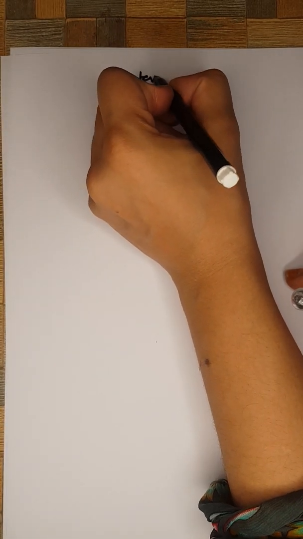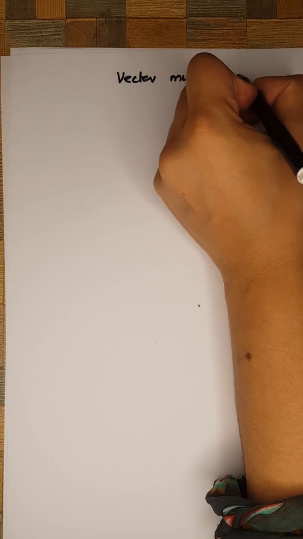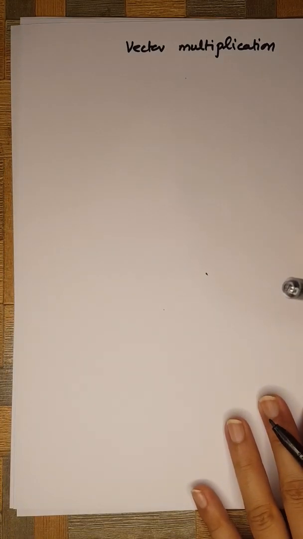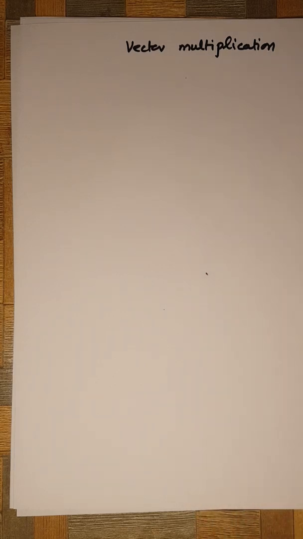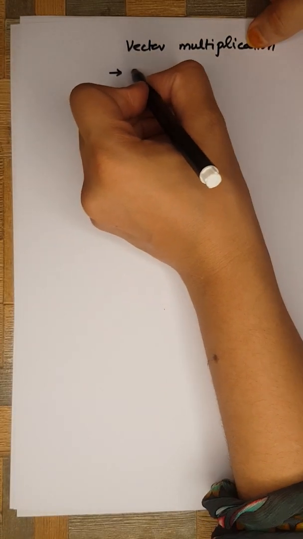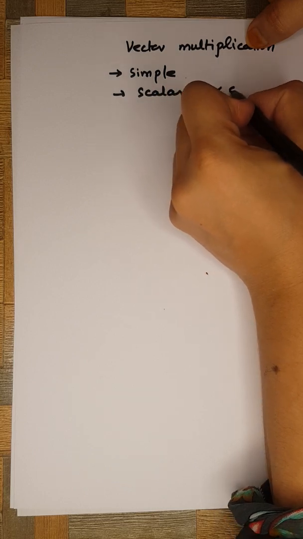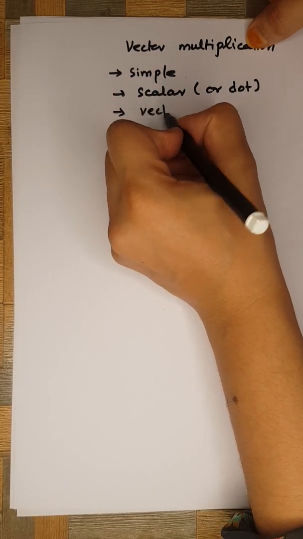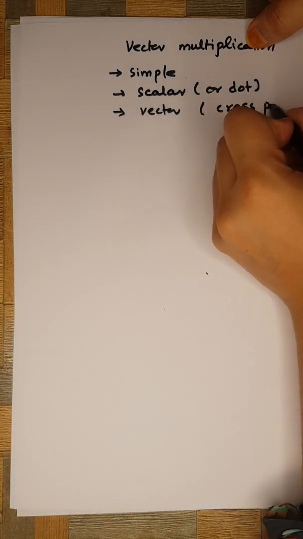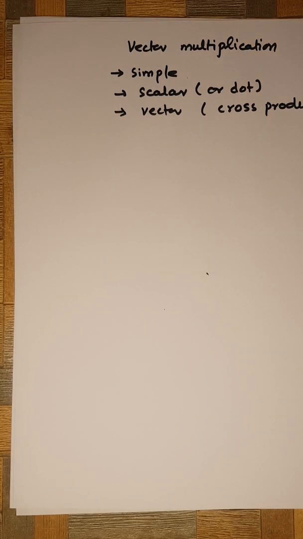Now let's start the very interesting and important topic of today's lecture, that is vector multiplication. Three types of products can occur in vector algebra: the simple product, the scalar or dot product, and the vector or cross product. So let's study each of them individually in detail.